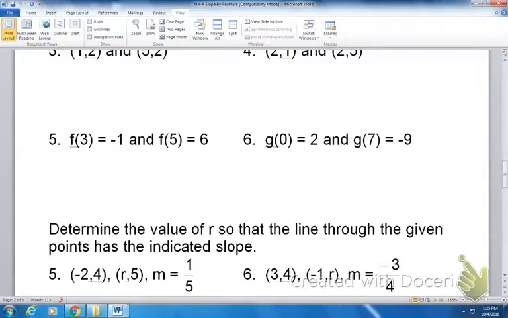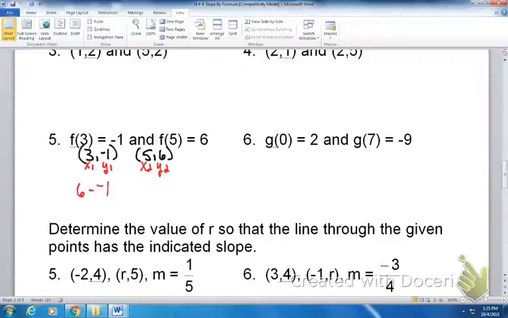Now, these are the same thing. It's just written different to try to confuse you, and we've seen problems like this before. I have f of 3 equals negative 1 and f of 5 equals 6. What this is saying is one of my points is 3, negative 1. The other point is 5, 6. So I have my x1, y1, x2, y2. So I'm going to plug those in again.